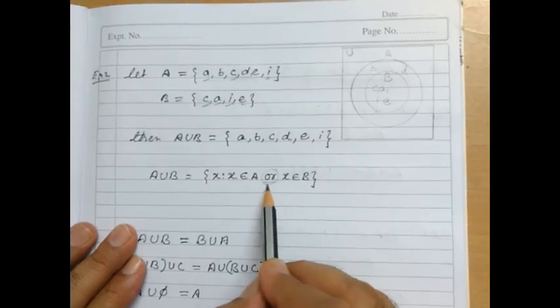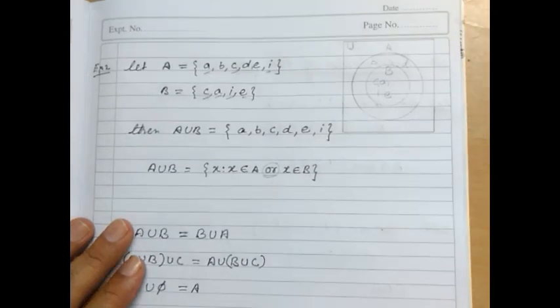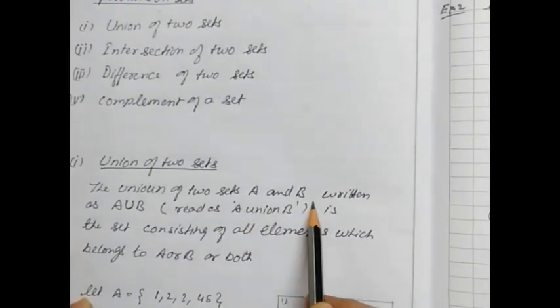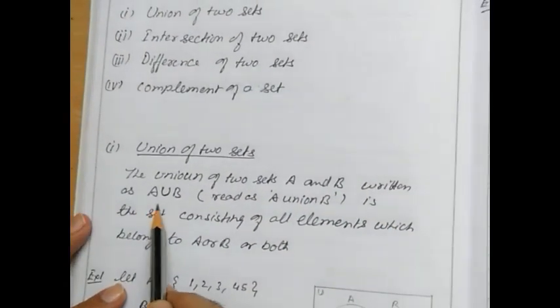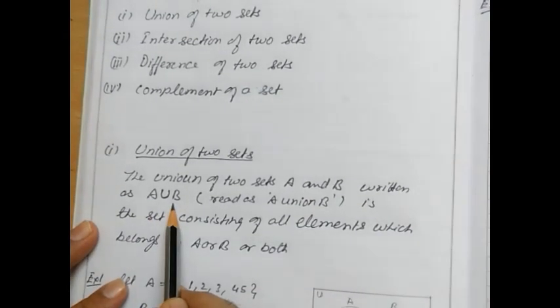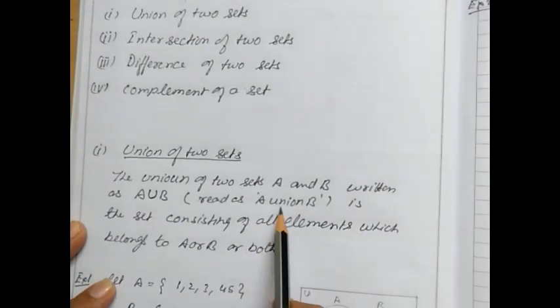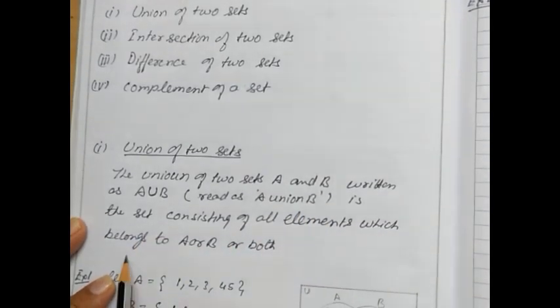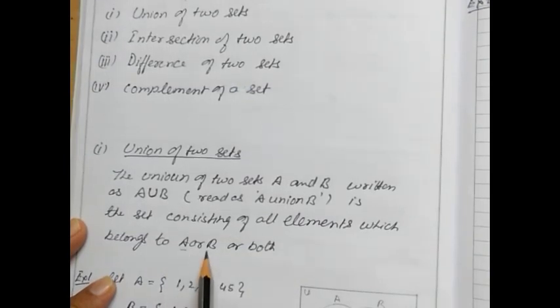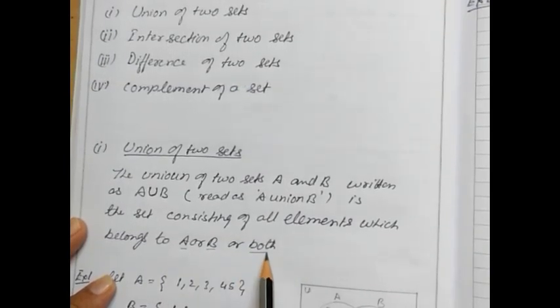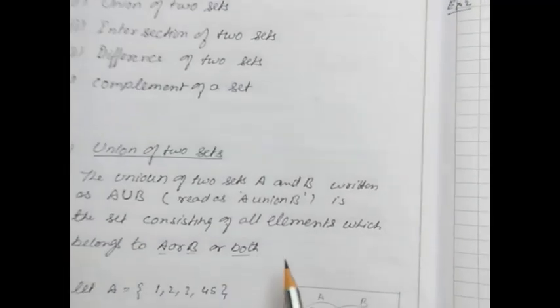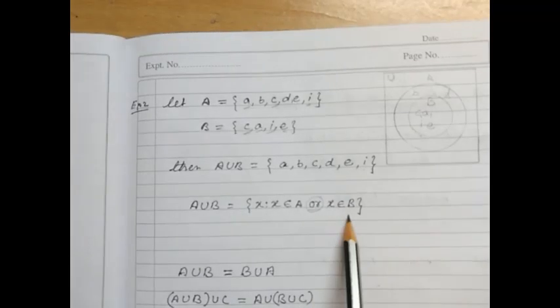This word "or" will tell you that we are talking about the union of two sets. Okay. So if we try to define this, the union of two sets A and B, written as A union B, will be read as: A union B is a set consisting of all elements which belong to A or B or both. It means it belongs to A or B or both, and symbolically it will be written like this.